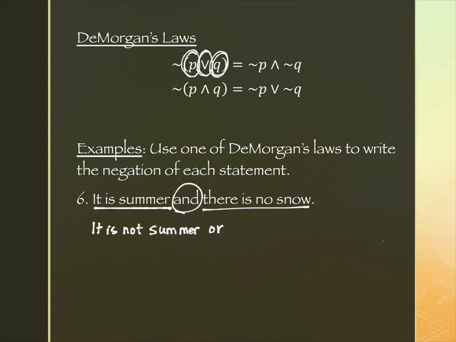Next statement says, there is no snow. So this is the first time we've encountered this. If we're doing a negation of something that's already negative, right? It's got the word no in it. All we have to do is take it off. So we'd say, or there is snow. This would be doing a negation. These statements up here for De Morgan's laws create equivalent statements, right? You can put the negation in front. So the negation of it is summer and there is no snow is the statement it is not summer or there is snow.